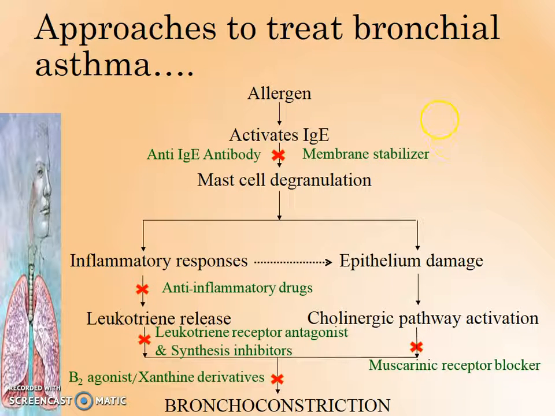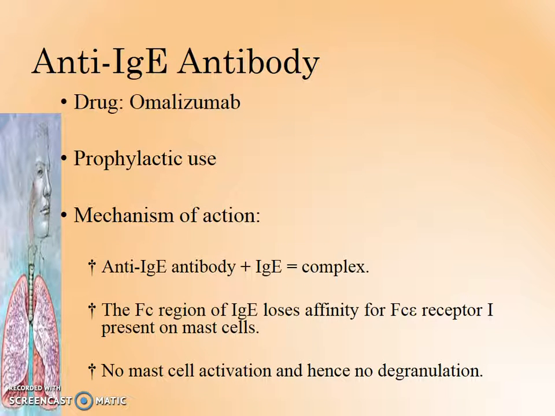Okay, so now let us discuss one by one these different drugs which can actually be used in the treatment of bronchial asthma. The very first which we have seen is anti-IgE antibodies. Remember, in this case, no signs and symptoms can be seen when there is IgE activation in the pathology. So this drug can be given just as a prophylactic agent.